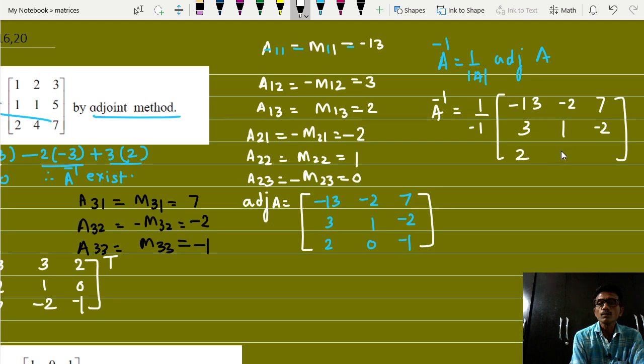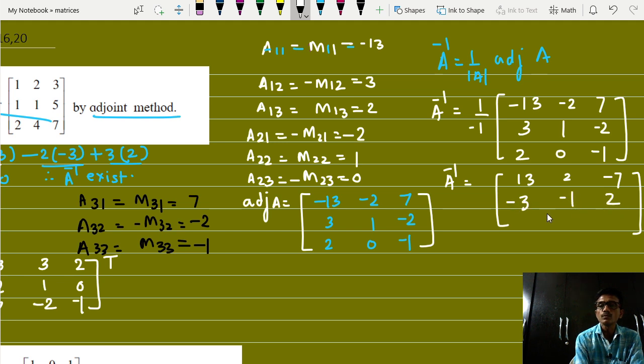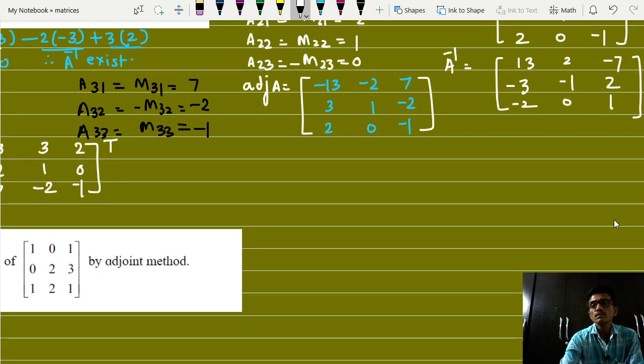2 0 minus 1 है, so इसको चेंज करना है साइन, simply will change the sign, A inverse is equal to 13 2 minus 7, 3 minus 1 minus 3 minus 1 2 minus 2 0 or 1, yes, we are getting this inverse of a matrix by adjoint method.